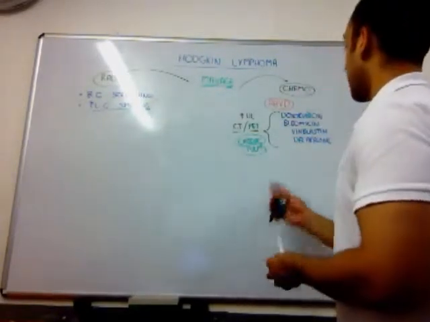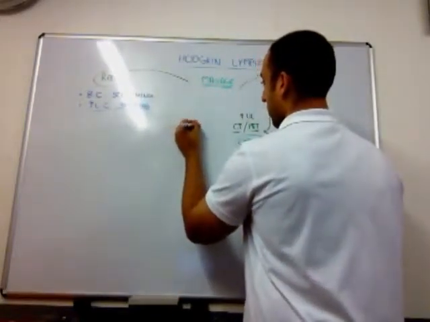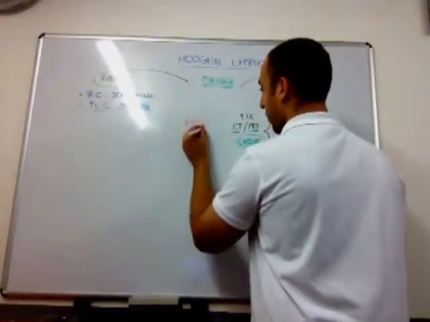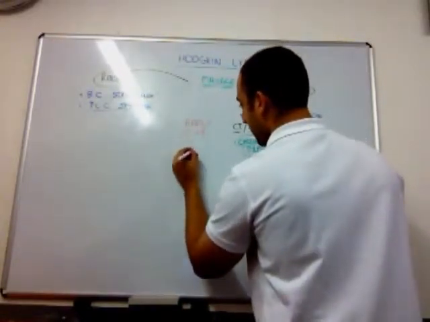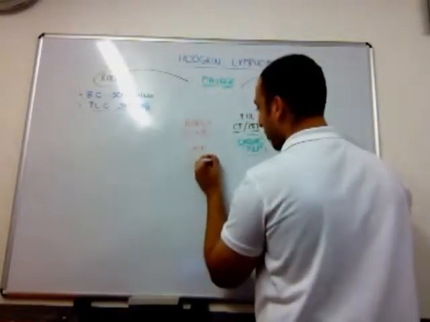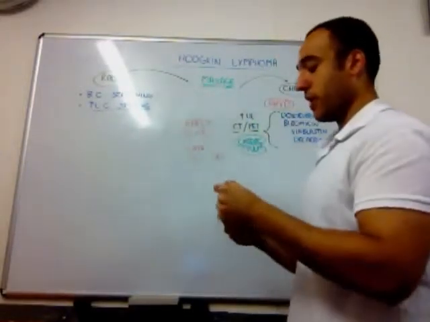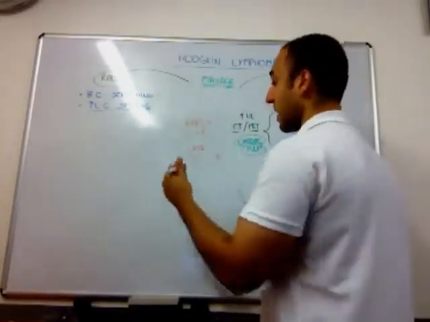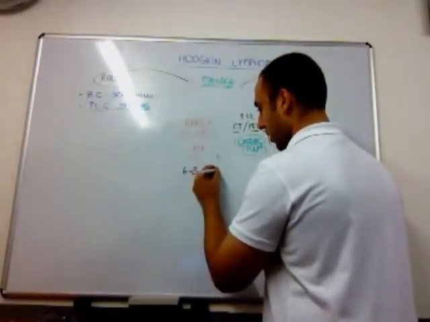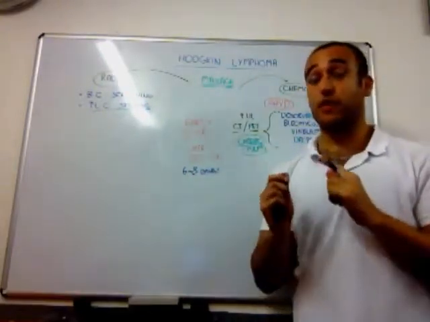So let's say this is an early stage. Early, we're going to give chemotherapy and radiotherapy. In a late stage, we'll just give the chemotherapy with a possibility of radiotherapy, but they say it's just the chemotherapy, and that's 6 to 8 cycles of this ABVD regimen.